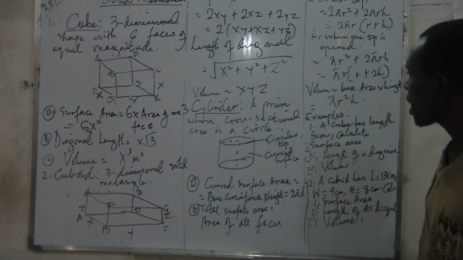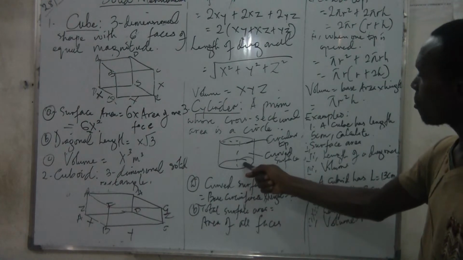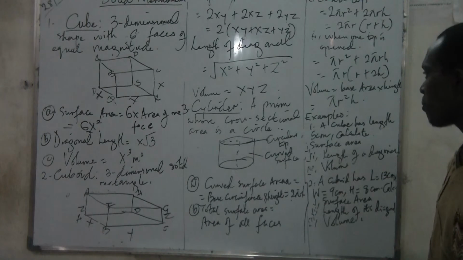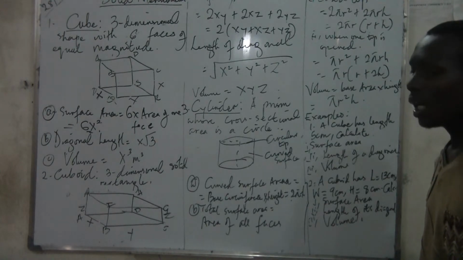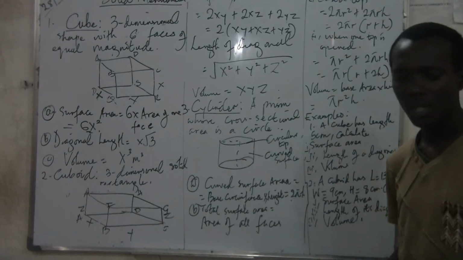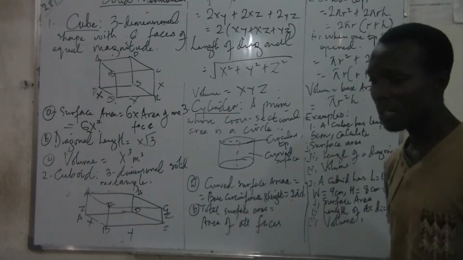While the volume of the cylinder is what? Base area. What's the base area? Pi r squared times the what? Height. So we have pi r squared h. Let's take some examples to better buttress the points we have here.